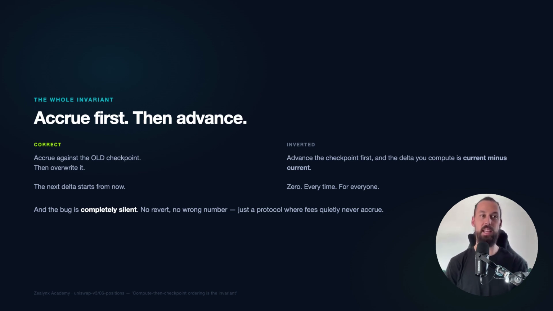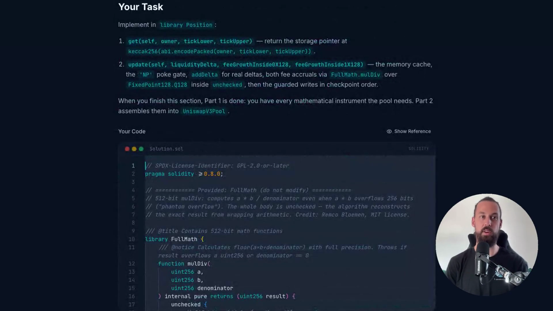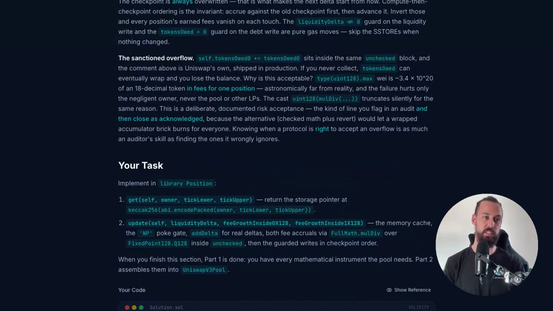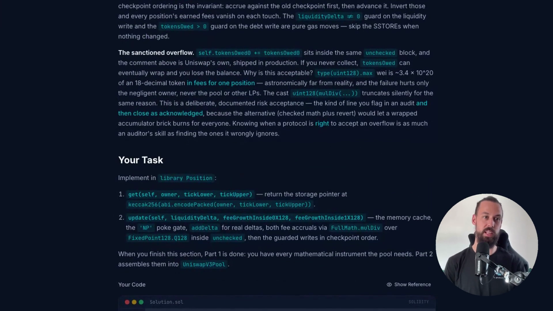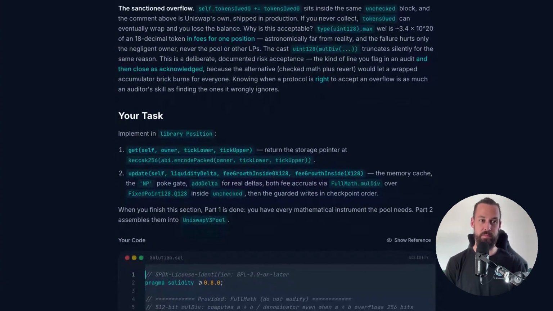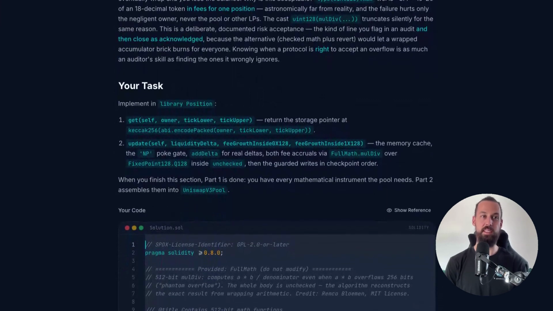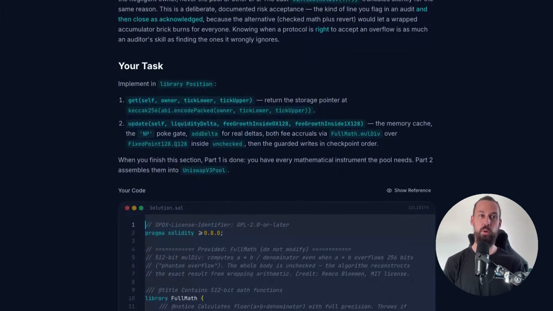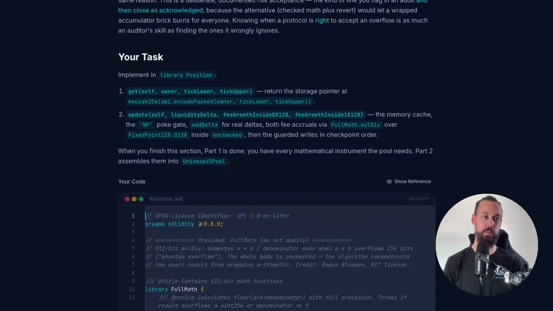Invert those two lines and every position's earned fees vanish on every touch. Because if you advance the checkpoint first, the delta you then compute is current minus current, 0. Every time. Nobody ever earns anything, and the bug is completely silent. No revert, no wrong number, just a protocol where fees quietly never accrue.